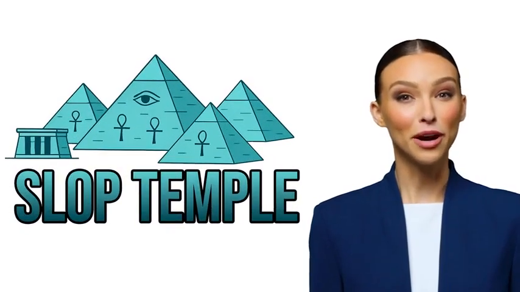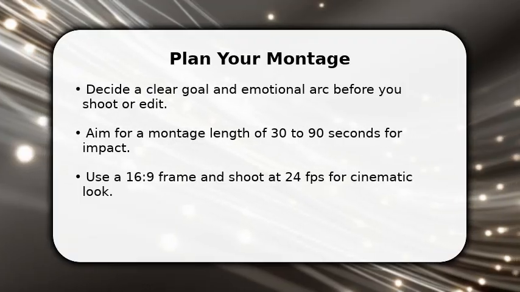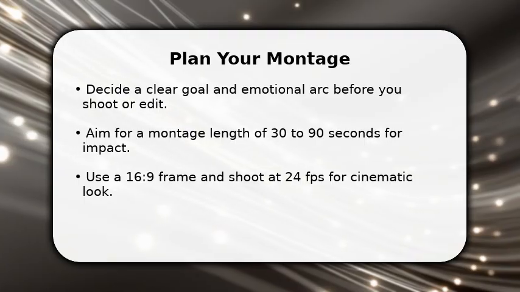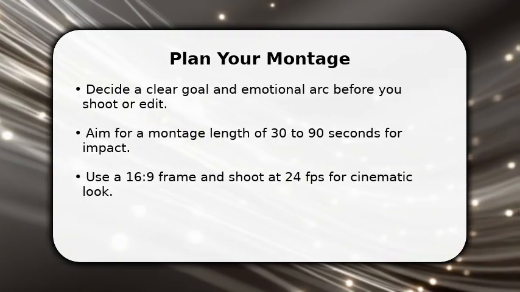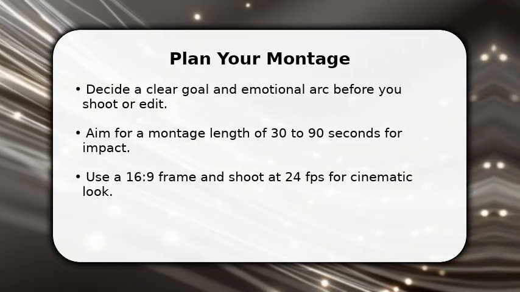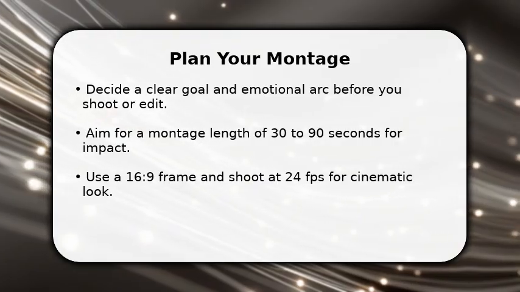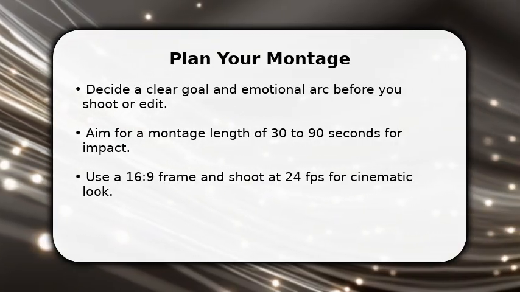We pray this video helps. Decide a clear goal and emotional arc before you shoot or edit. Outline 3 to 5 key beats that show progression and change. Aim for a montage length of 30 to 90 seconds for impact and pacing.